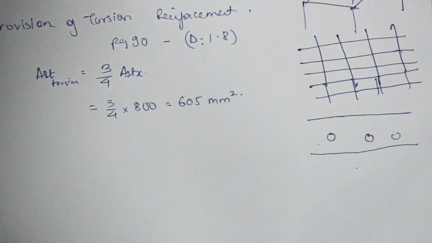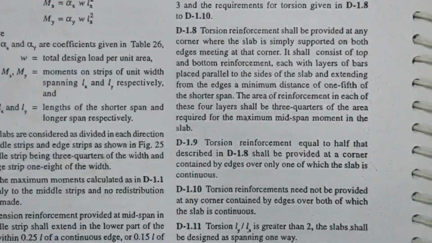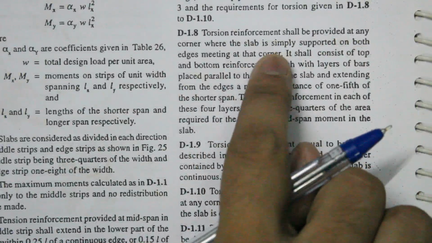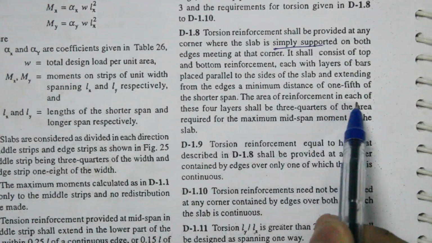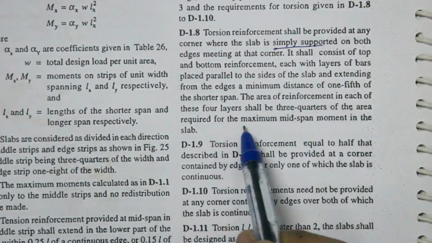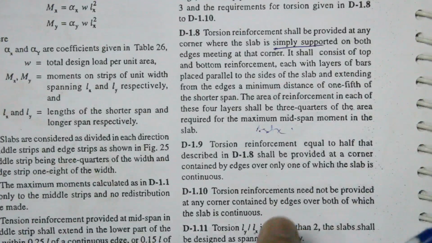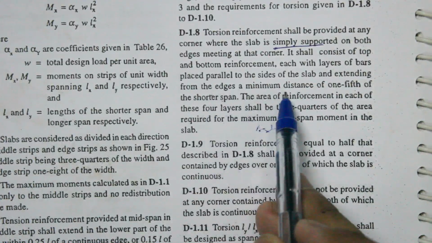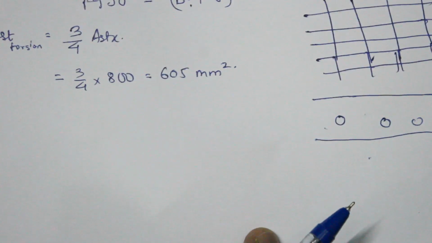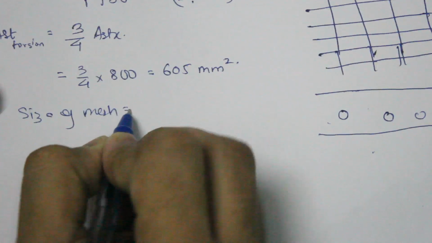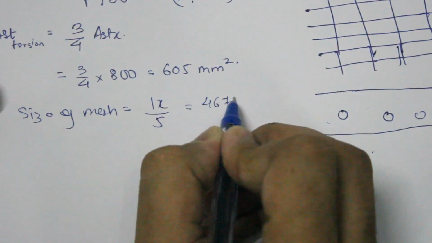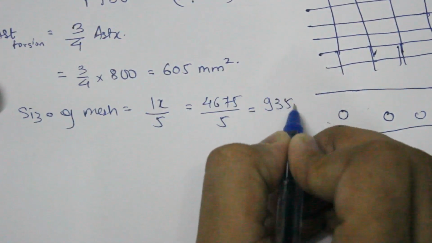And also it says, I'll show you that clause if you want. Here it is mentioned in the clause: torsion reinforcement shall be provided at any corner where the slab is simply supported, because it may rise up, and the area of reinforcement in each of the layers should be 3/4 of the area required for maximum midspan moment, which was AstX, and it should extend up to a minimum distance of 1/5 of the shorter span. So the size of mesh will be equal to Lx upon 5, which is 4675 upon 5, which is equal to 935 mm.